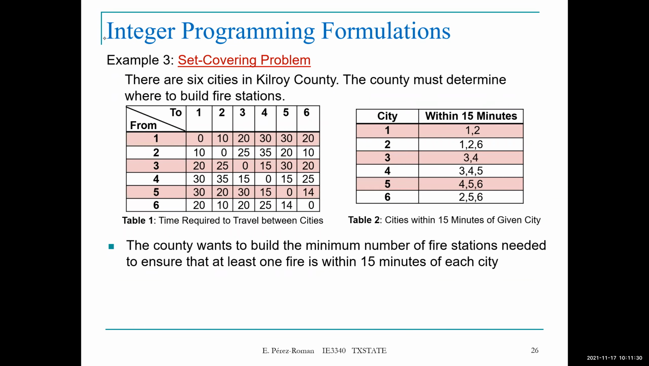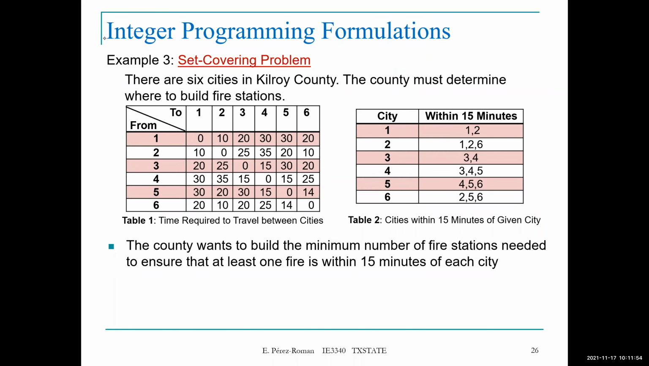So, that's the set covering problem. This is a third example we're going to go through before we talk about the solution methods. In this problem, we have 6 cities, and the county must determine where to build fire stations. In this table, we have the time required to travel between cities.